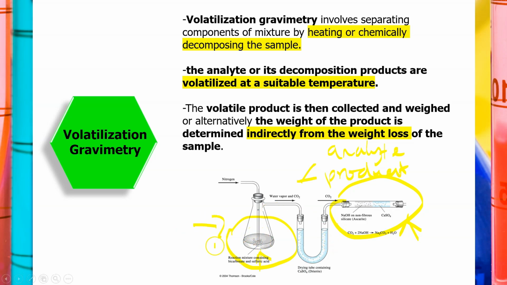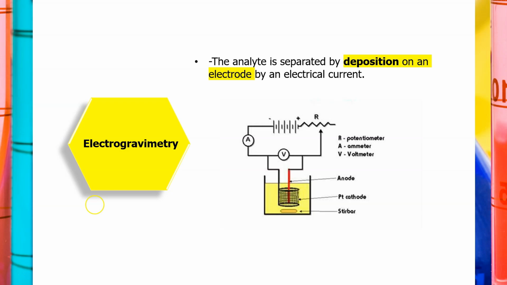The third type of gravimetric analysis is electrogravimetry. In this analysis, the analyte is separated by deposition on an electrode by an electrical current. In this analysis, the electrolysis concept is used to separate the analyte and product.